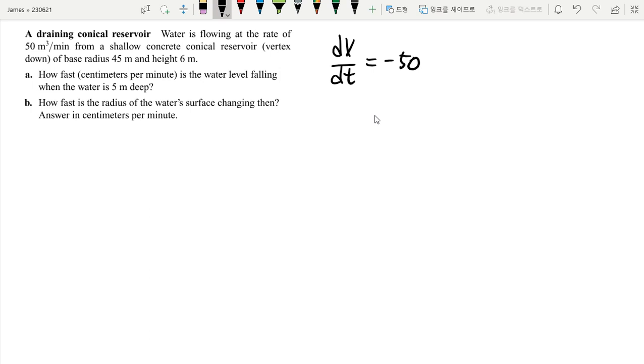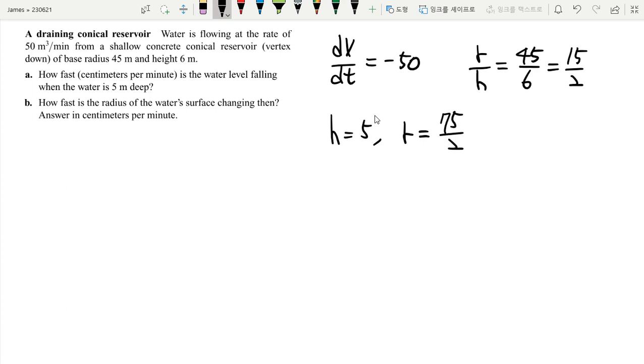So r over h is 45 over 6. When you simplify this, and then the water is 5 meter deep, so h is 5. Okay, so when h is 5, what's the value of the radius in this ratio? Tell me the fraction. Okay, so 5 times this one, so 75 over 2. That's the radius.